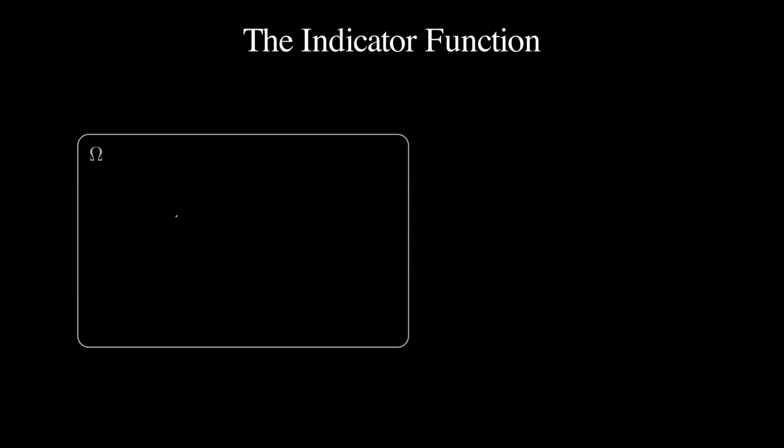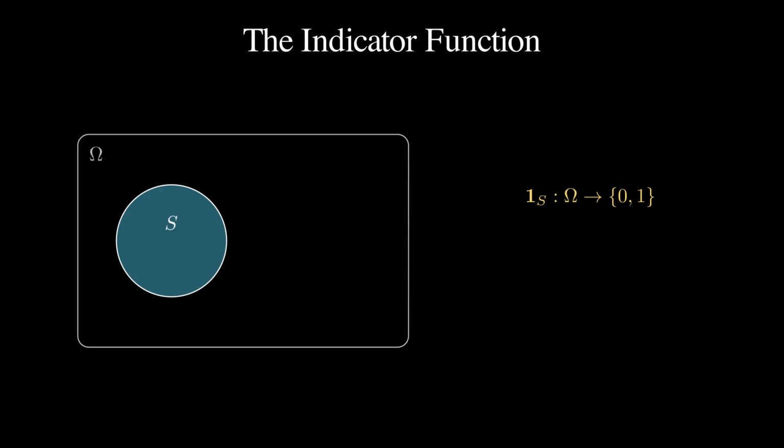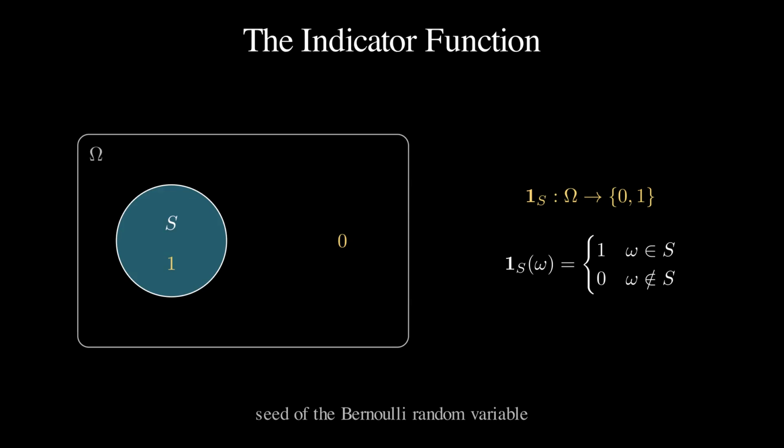Here is the function that opens the door to probability, the indicator function. Fix a subset S of the universal set omega. The indicator of S maps omega to just two values, 0 and 1. For an outcome omega, the indicator is 1 when omega is in S and 0 when it is not. It simply reports whether its input belongs to S, 1 for yes, 0 for no. When omega is a sample space, that single 0 or 1 readout is the seed of the Bernoulli random variable, which we meet in full later in the course.